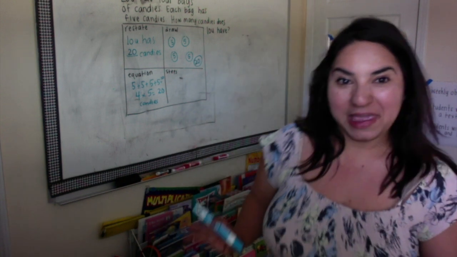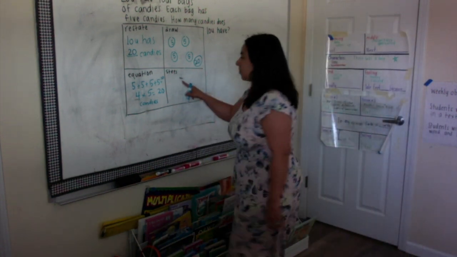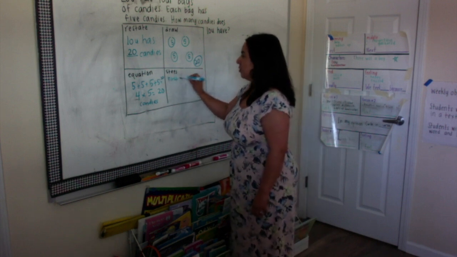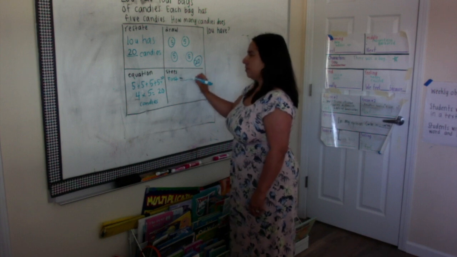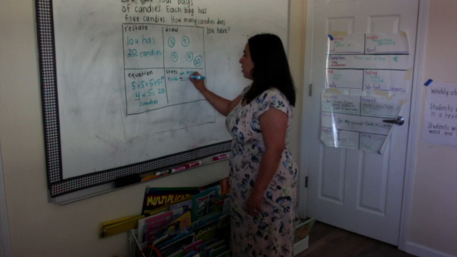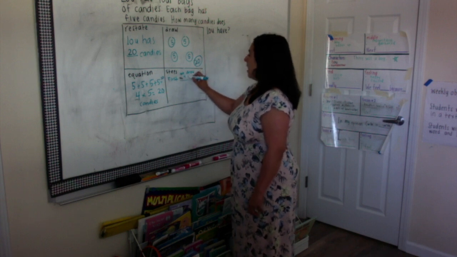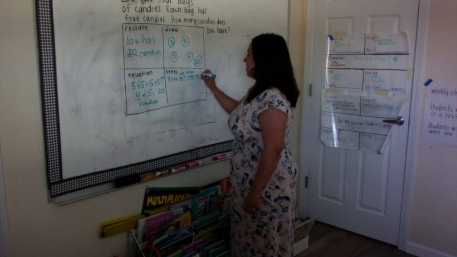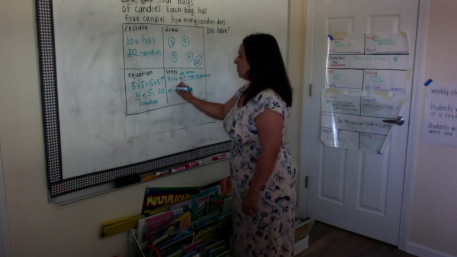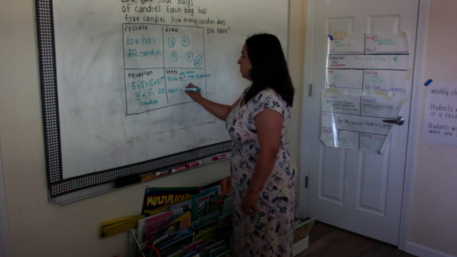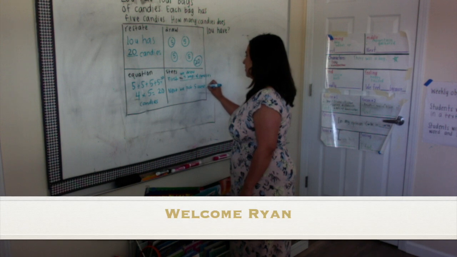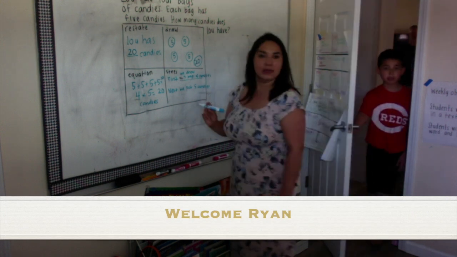Now, the next thing that we have to do is start with our steps. So what was the first thing that we did? First, what did we do? We drew 4 bags of candies. Next, what do? We put 5 candies in.